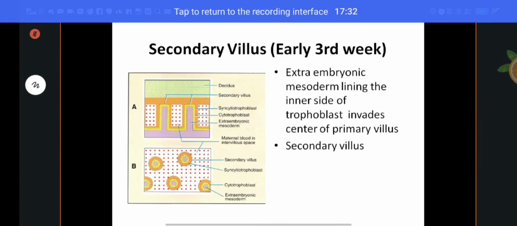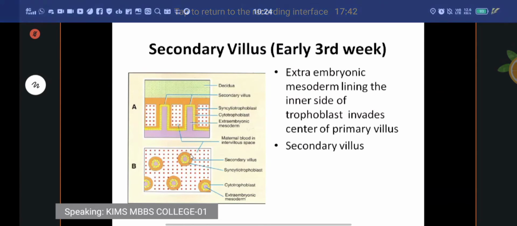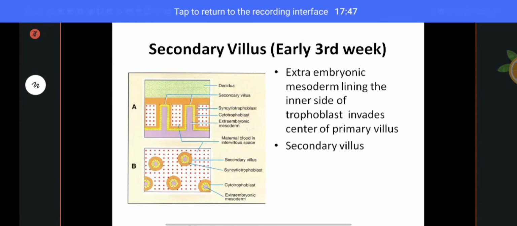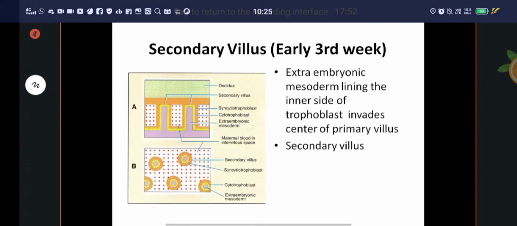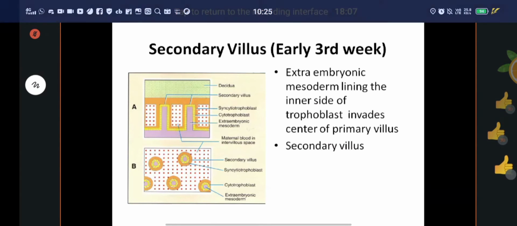Now, coming to the next stage, tertiary villus. But before going to tertiary villus, can anyone give me the summary of this lecture up to now? The changes in the trophoblast till now, what I said. Can anyone give me the summary? Am I audible for everyone? So now, can anyone give me this summary?